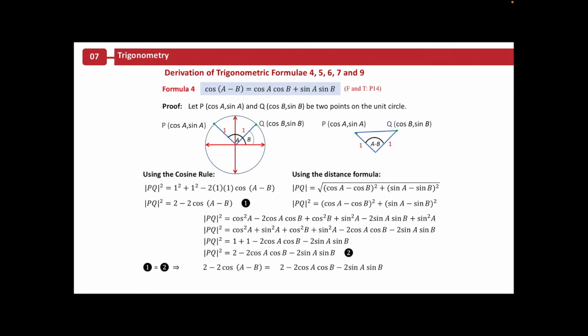This gives us 2 minus 2 cos A minus B equals 2 minus 2 cos A cos B minus 2 sin A sin B. Cancelling out our terms on both sides and dividing by minus 2 gives us cos of A minus B equals cos A cos B plus sin A sin B.